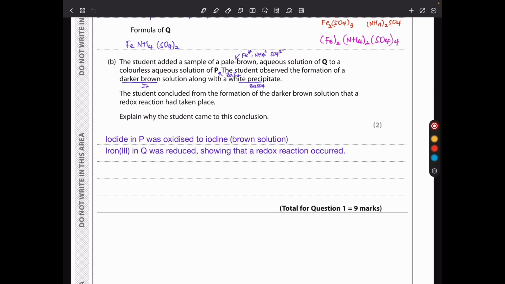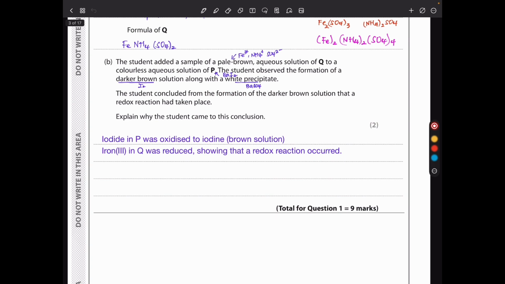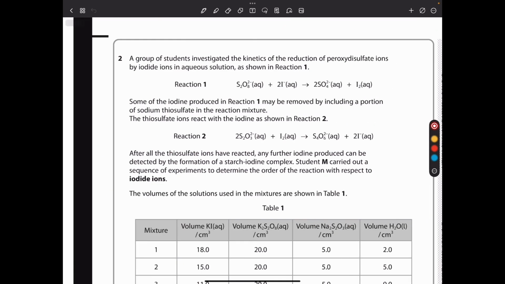This is because the iodide was oxidized to produce a brown color, which is going to be iodine. And so iron 3 in Q was reduced, showing that a redox reaction occurred. This darker brown color is due to iodine being formed. That means iodide was oxidized as the iron was reduced. I'm talking about iron 3 being reduced.